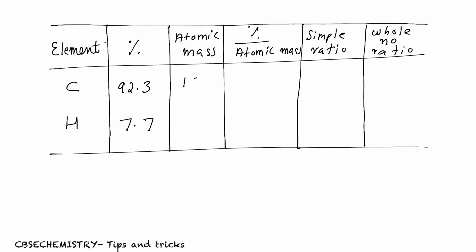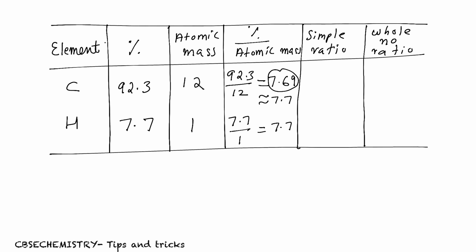What is the atomic mass of carbon? 12. For hydrogen it is 1. Now percentage by atomic mass. That is 92.3 by 12 and 7.7 by 1. On dividing, you will get 7.69 and 7.7. See, 7.69 is approximately equal to 7.7, right? Now for finding the simple ratio, you have to choose the smallest number among these two. But here you can see both are the same, so you can choose any of them.